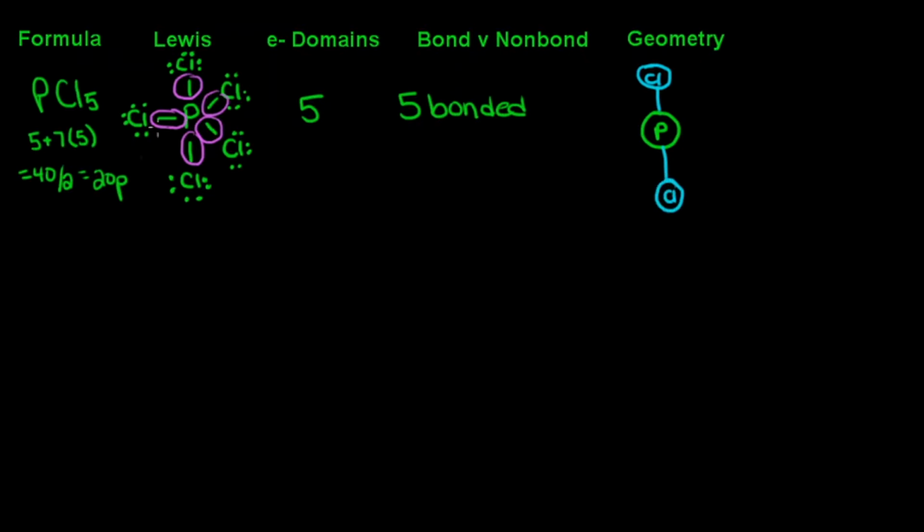Chlorine. And we'll do the equatorials in green. Chlorine. Chlorine. Chlorine. There's 2 bond angles here. There is the 120 degree equatorial bond angle. And from the axial to the equatorial is a 90 degree axial to equatorial bond angle.